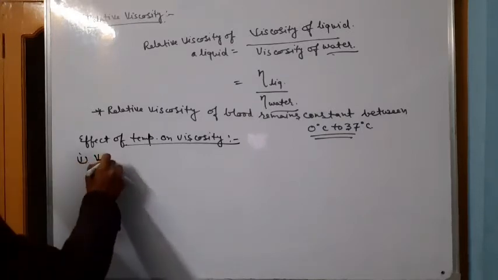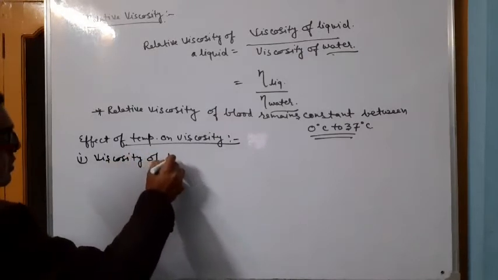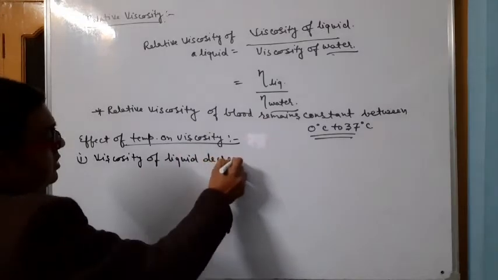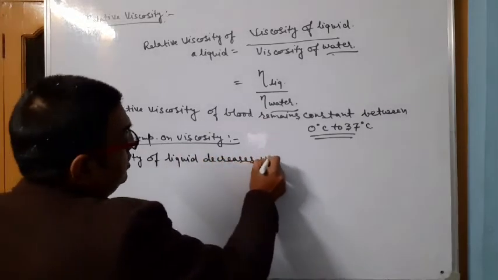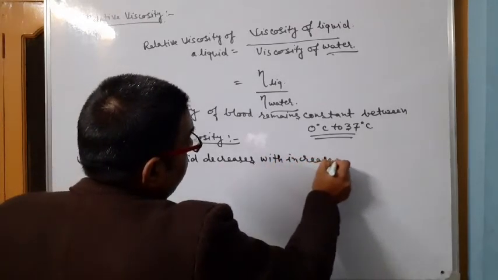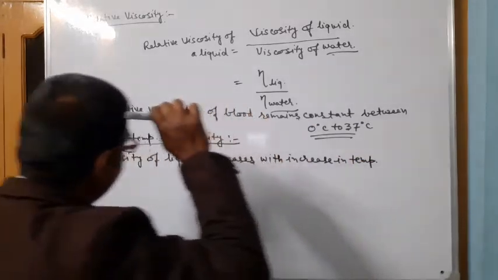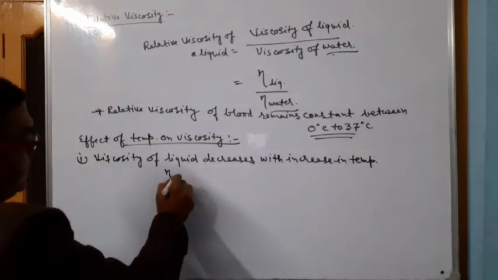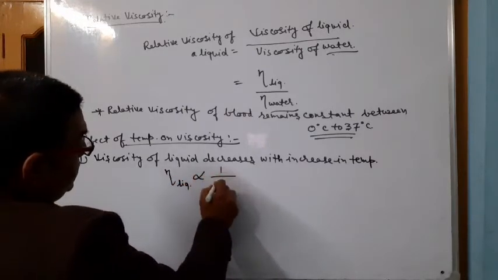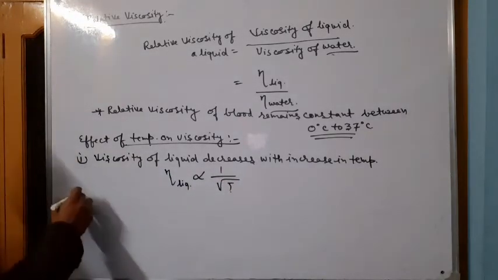Viscosity of liquid decreases with increase in temperature, that is, viscosity of liquid is inversely proportional to 1 by absolute temperature.